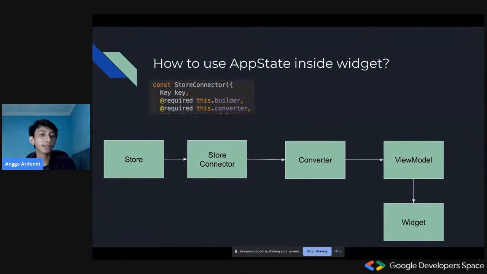Okay, so how to use app state inside a widget? To use this, we would need something called store connector, and it receives a builder and a converter. So basically, this Flutter Redux package that was created in pub.dev doesn't let us use the app state directly inside our widget. I think it's not a good practice to use it directly. So we have to convert it into something else.